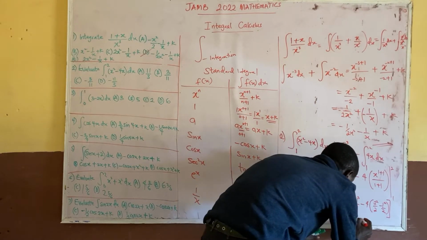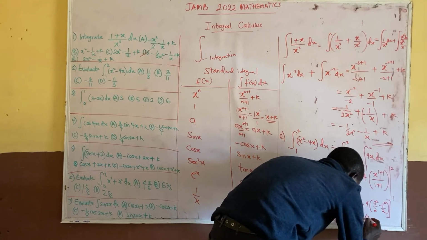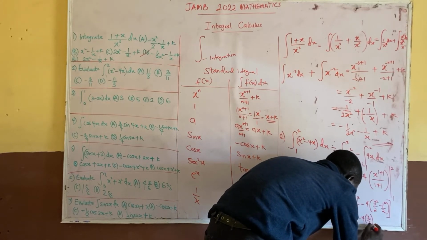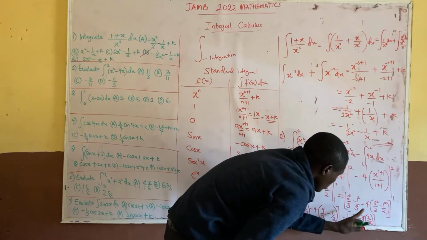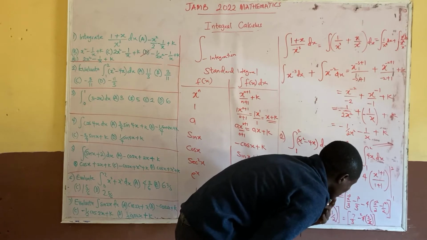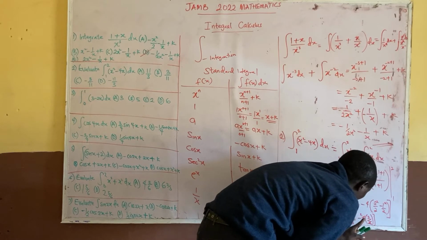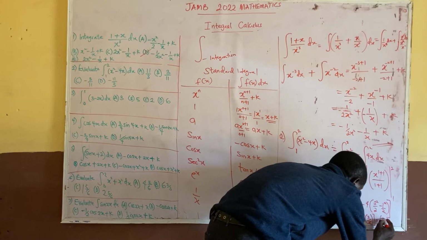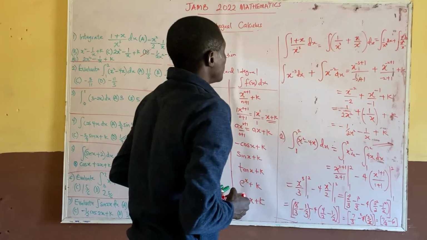So minus 4, bracket open, 4 minus 1 is 3 over 2. So this one, 2 into 4 will give you 2, 2 times 3 will give you 6. So we have equal to open bracket 7 over 3 minus 6. What we have left here is 7 over 3 minus 6.